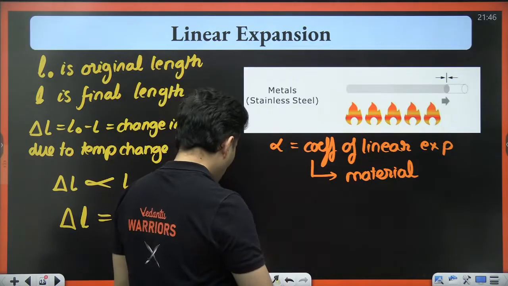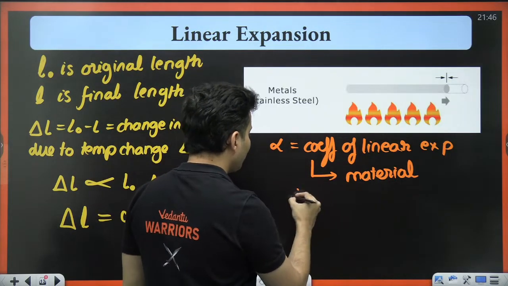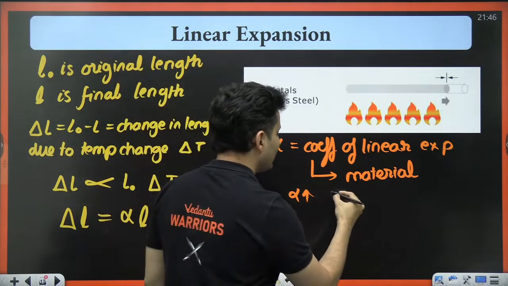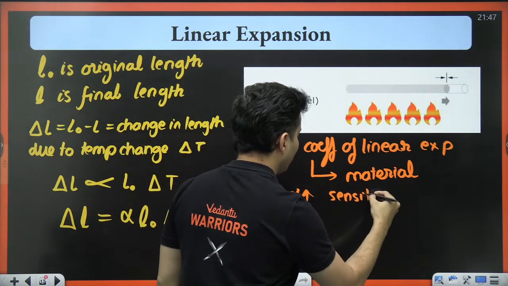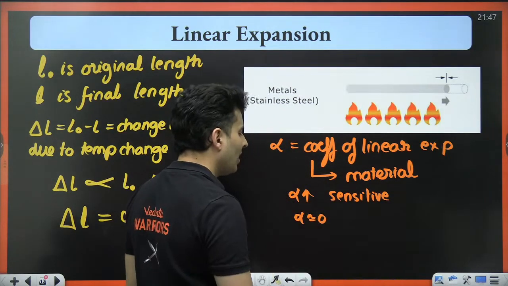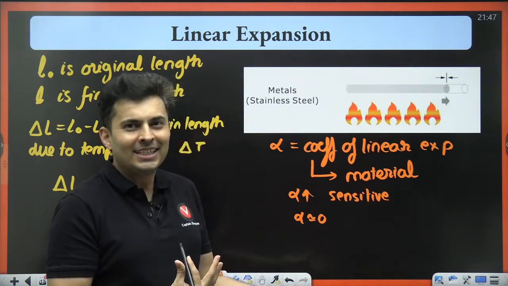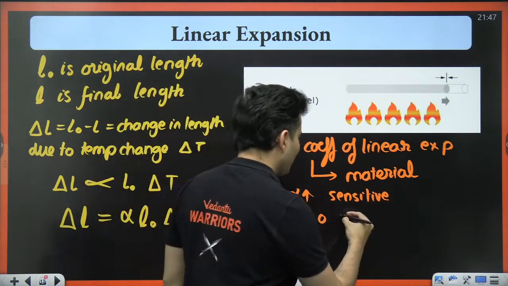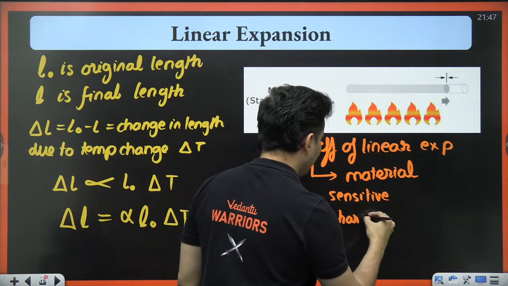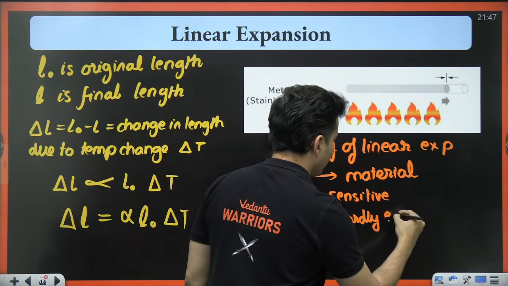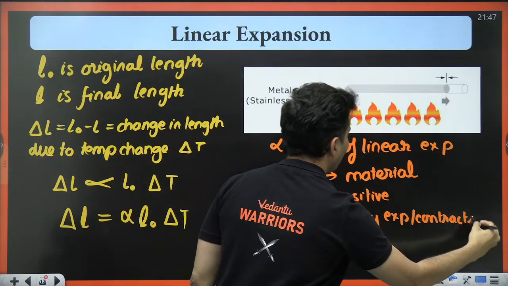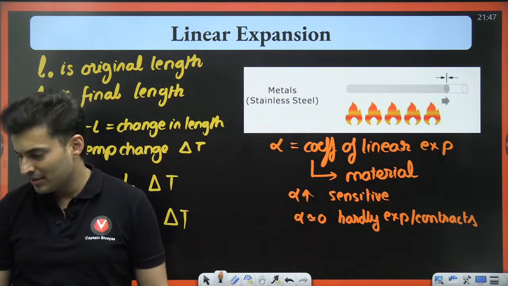If something has more alpha, it is more sensitive to temperature. If something has alpha close to 0, that means it doesn't expand. It does not react. It hardly expands or contracts. Is that clear, my dear warriors?